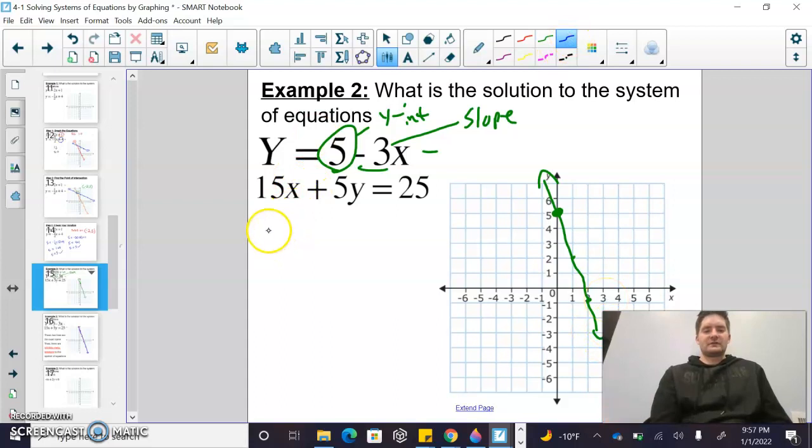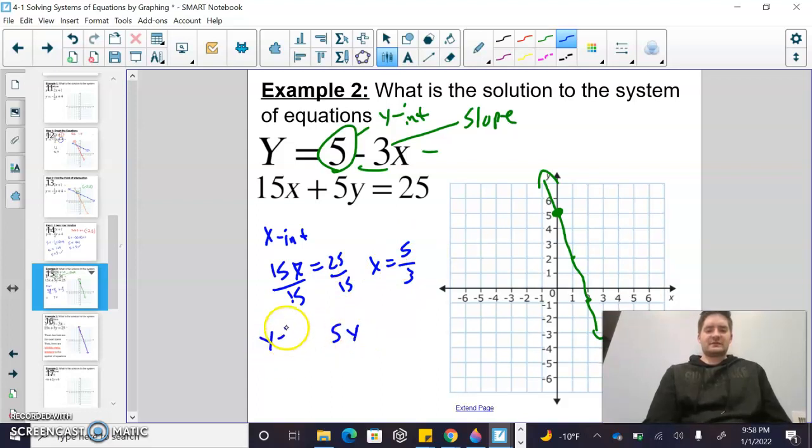So for your other one, let's find the x-intercept. 15x is equal to 25. We're going to divide by 15. x is going to be 5/3. Then for the y-intercept, 5y is equal to 25. And you're going to find out something very, very interesting here.